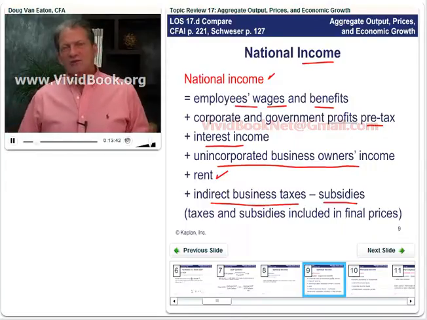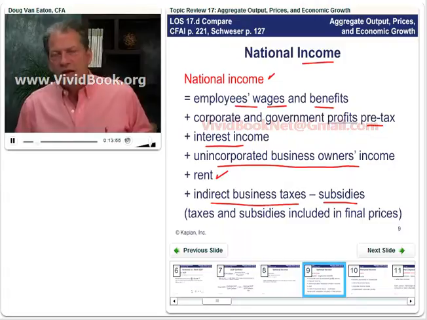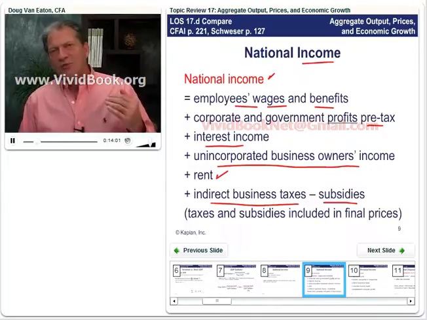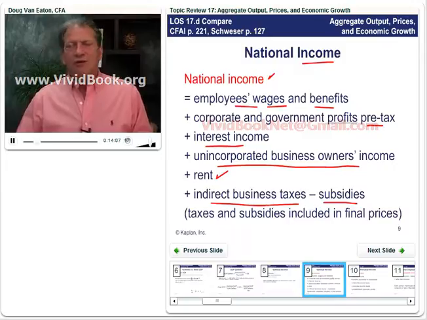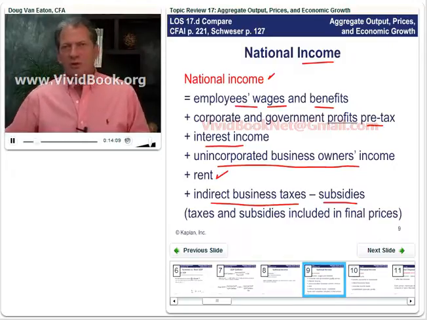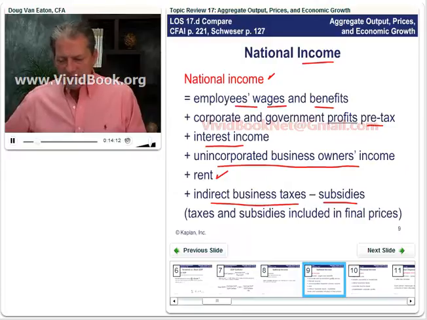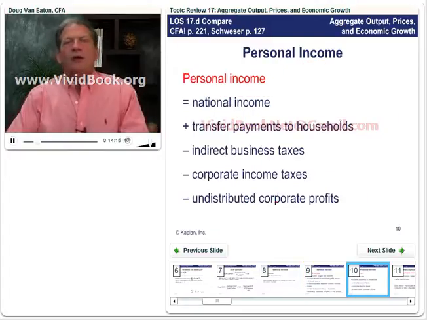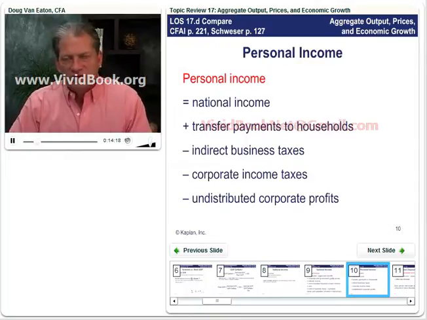Now, indirect business taxes, as opposed to an income tax, are things like a sales tax or a value-added tax or something like that. So we want to add those taxes on, income to government, and subsidies are expenditures by government. So if the final price includes a subsidy, we want to reduce it by that, because that was already counted in tax revenue that's being used to subsidize the production of some goods. I guess ethanol would be a good example where the government spending encourages the production of ethanol to mix with your gasoline.